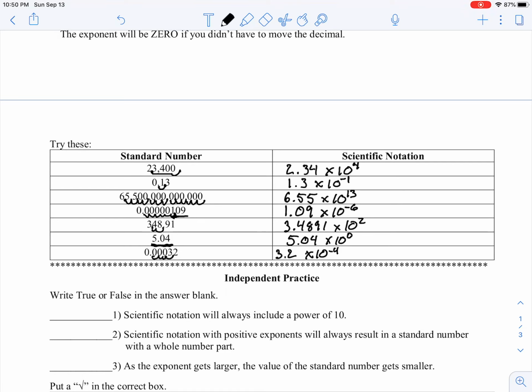So pretty easy here. You just gotta remember that that number we start with has to be between 1 and 10. Can't be 10 though, it's got to be smaller than 10.